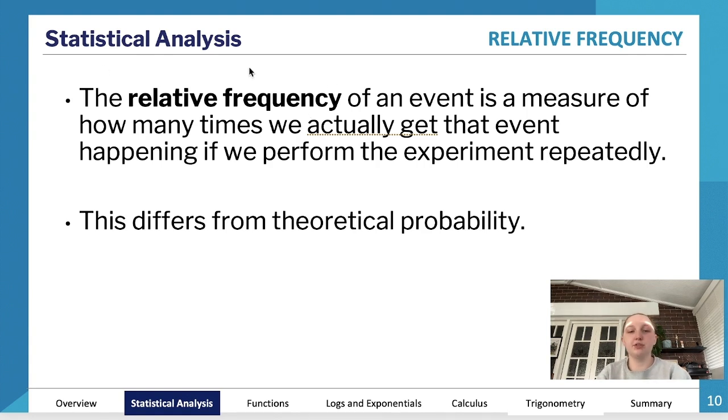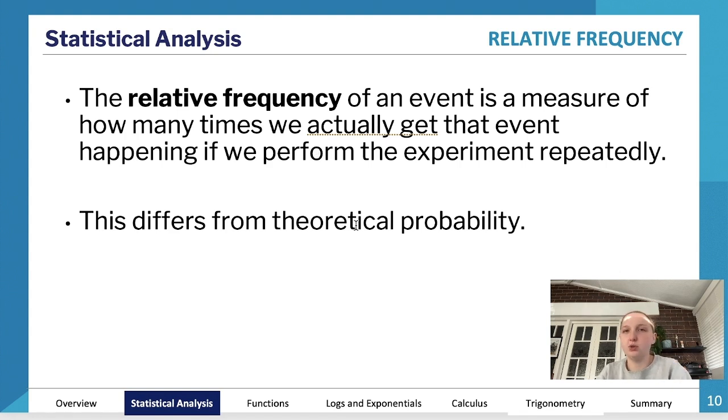This is a little bit different from relative frequency, because relative frequency is looking at how many times it actually occurs. So if we flipped a coin 10 times and we end up getting heads 7 out of the 10 times, our relative frequency is 7 out of 10. Yes, theoretically we could get heads or tails and it's roughly even, but relative frequency is looking at how many times you actually get it if you perform the experiment.